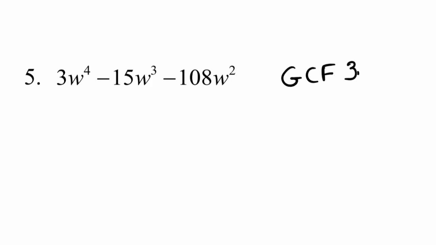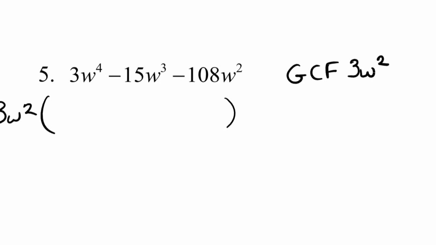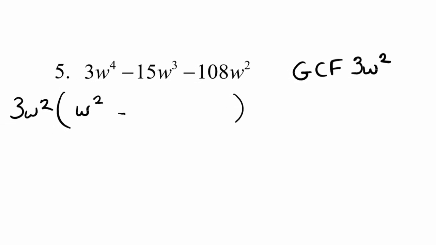So the GCF is 3w squared. So we're going to factor out 3w squared. That leaves us with w squared minus 5w minus 36, which is a trinomial, right? With a equal to 1. So remember that the trinomial with a equals 1, this is the one that's pretty easy.